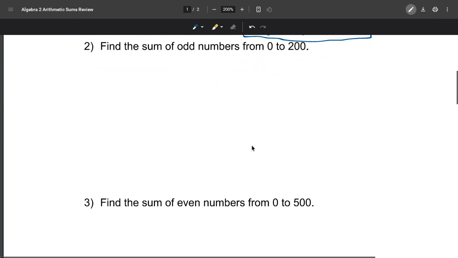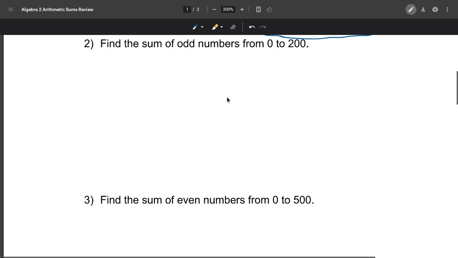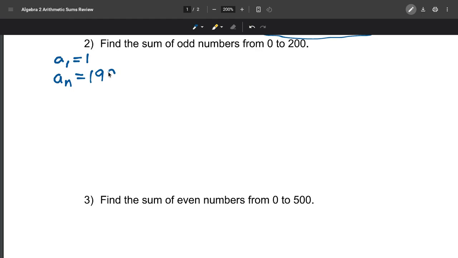Problem 2, find the sum of odd numbers from 0 to 200. So the first number that's odd in there is going to be 1. So a sub 1 is going to be 1. The last one, a sub n, is going to be 199. Common difference d is going to be 2, because the difference between 1 and 3, 3 and 5, 5 and 7, and so on is a difference of 2.